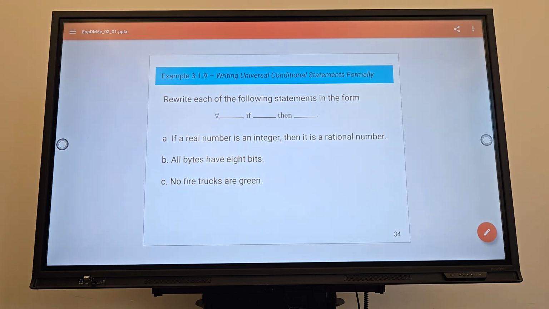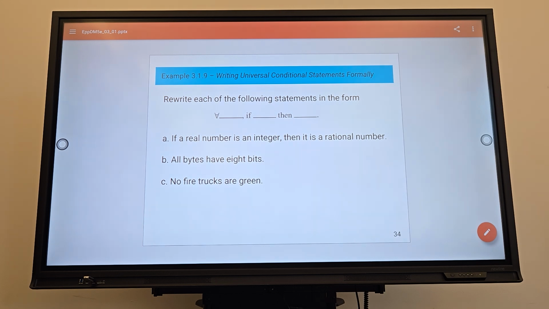For all integers, for all real numbers, if the number is an integer, then it is a rational number. So for all x is an element of R, if x is an element of Z, then x is an element of Q. Remember Q, the set of rational numbers?